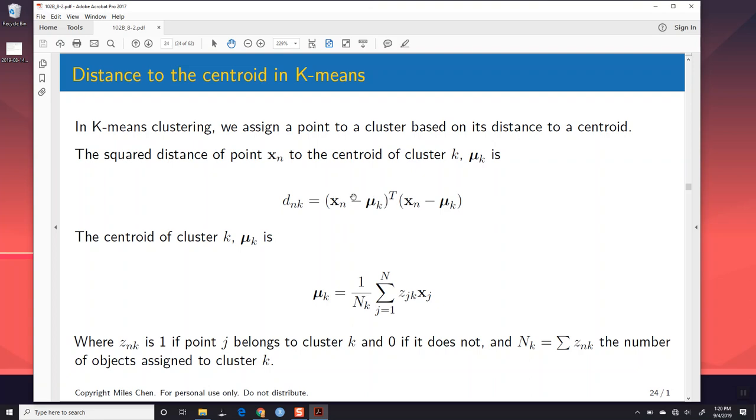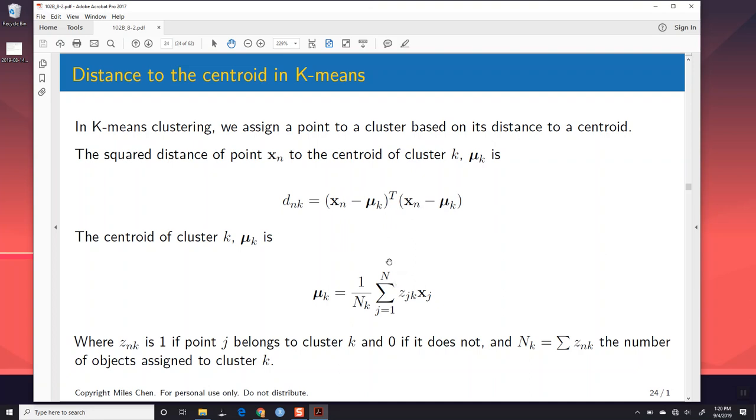The distance is basically x minus mu transpose x minus mu. This is equivalent to each element, x1 minus mu1 squared, plus this minus this squared, plus this minus this squared. So we can express that. This distance is technically also the inner product of these two things, because it's this times this element-wise added up. That's what this does.